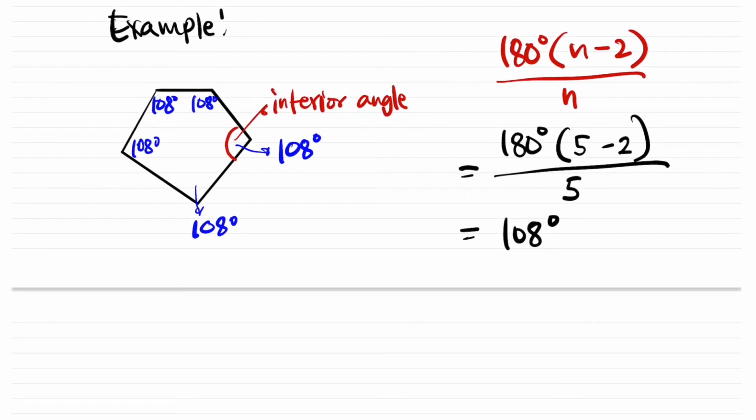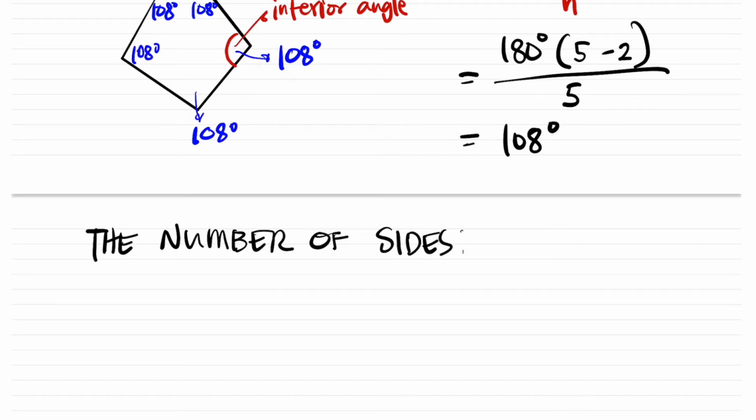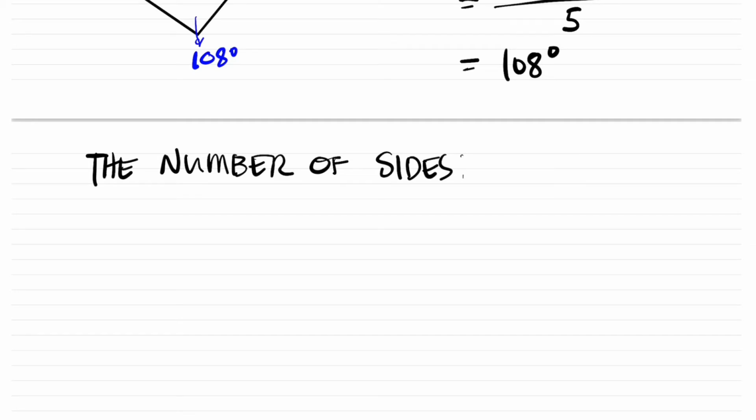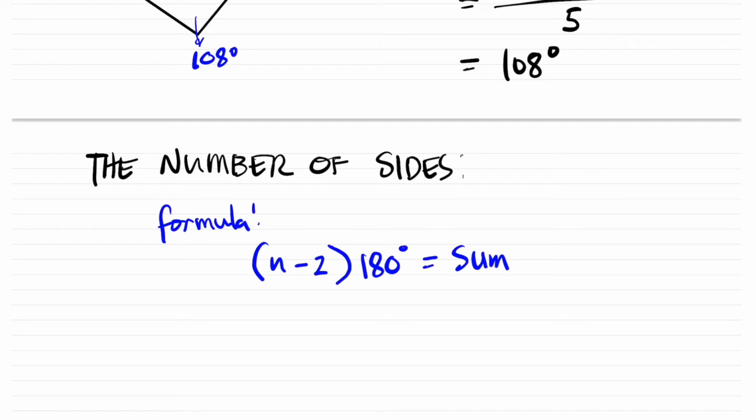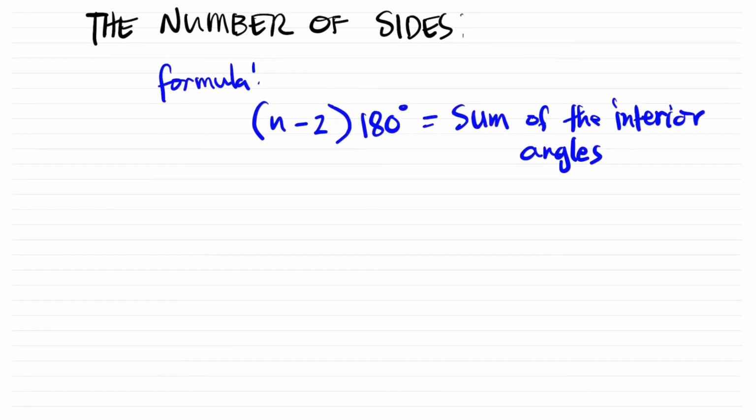Okay, now let's proceed to the next one. If we are trying to find the number of sides, we have a formula which is n minus 2 times 180 degrees equals the sum of the interior angles. So we are going to find how many sides there are in the polygon. We have that formula: n minus 2 times 180 equals the sum of the interior angles.